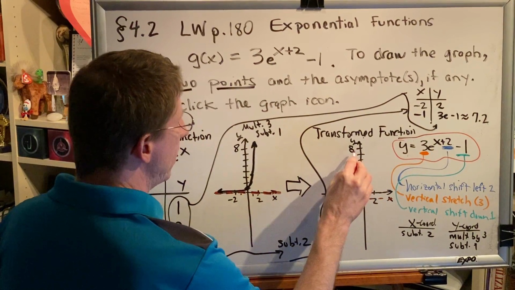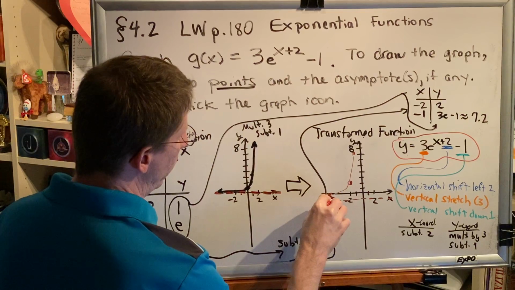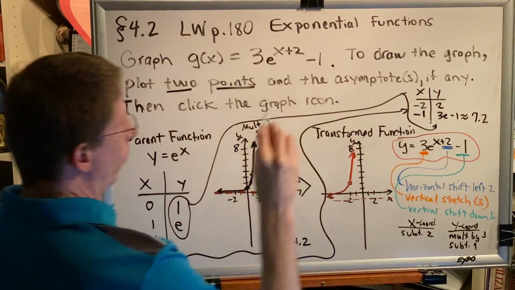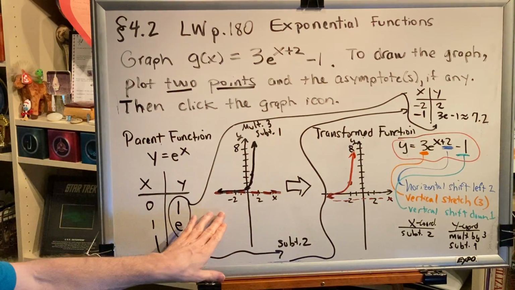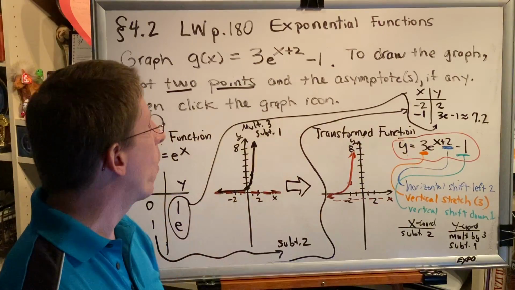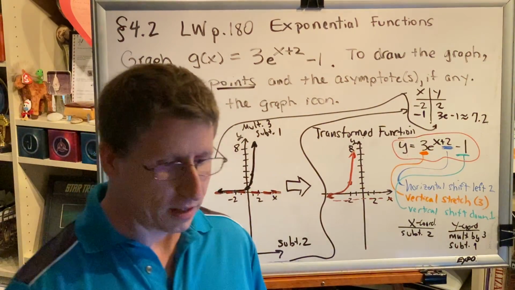And so when we connect these together, this gives us the shape of our graph. And so this is our exponential function. The one on the left is e to the x, and the one on the right is 3e to the x plus 2 power, subtract 1. All right, there we go. That completes this problem.